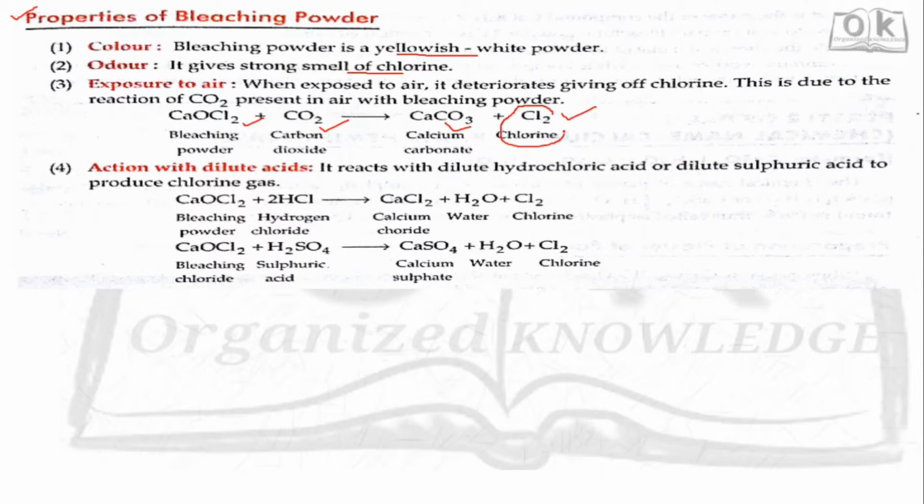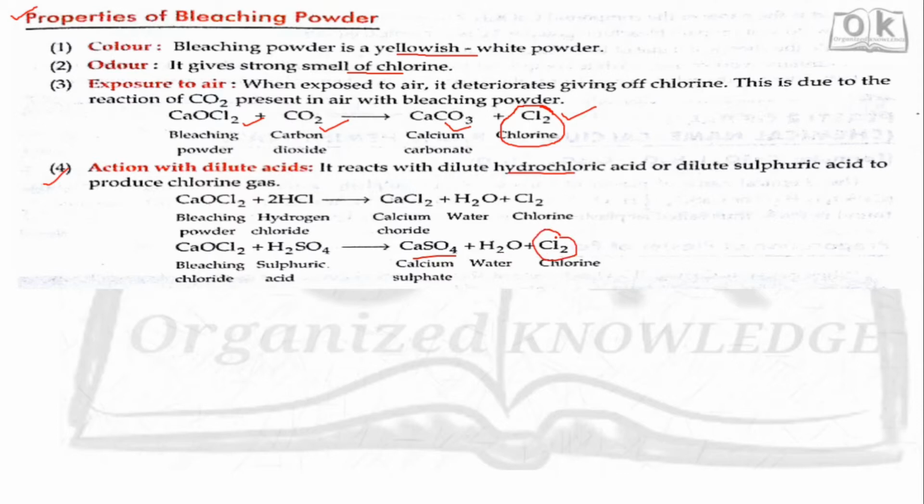Now the fourth property is action with dilute acids. Bleaching powder reacts with dilute hydrochloric acid or dilute sulfuric acid to form chlorine gas. That is, bleaching powder reacts with hydrochloric acid to form calcium chloride plus water plus chlorine gas. With sulfuric acid, it will form calcium sulfate and water, and chlorine gas is also evolved here.